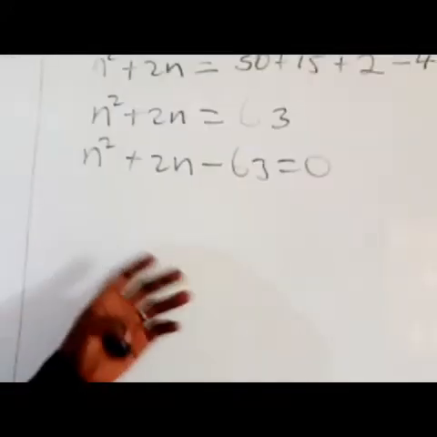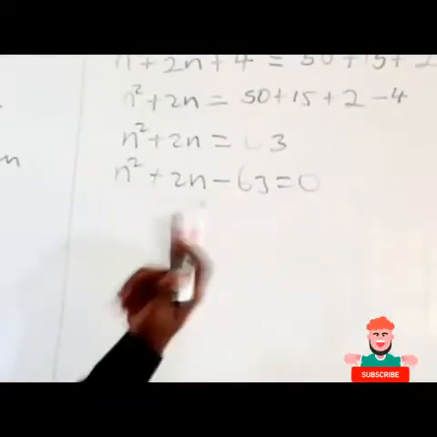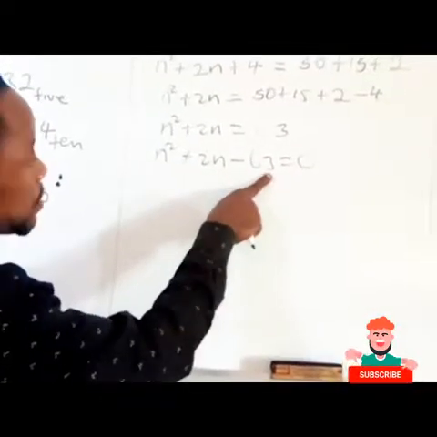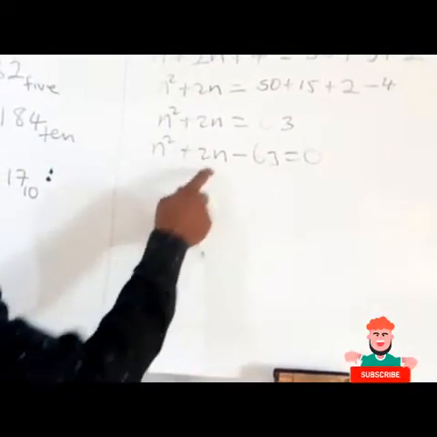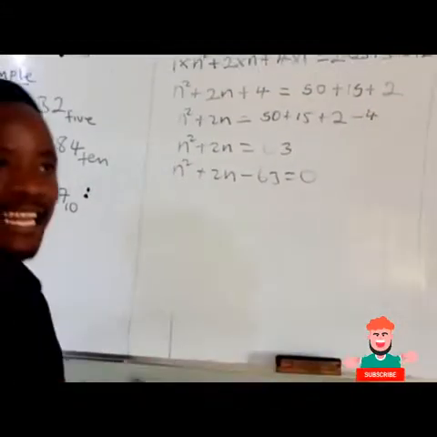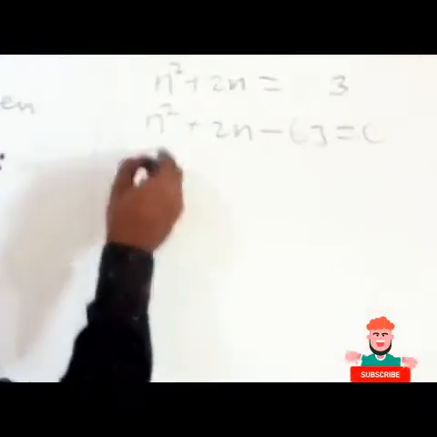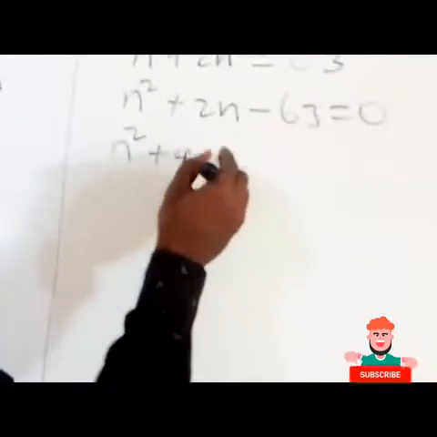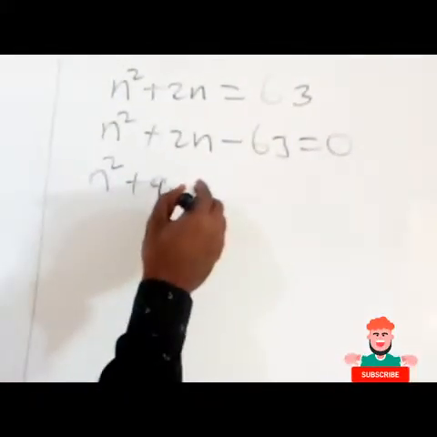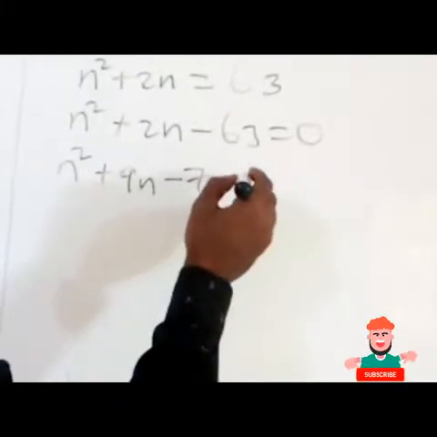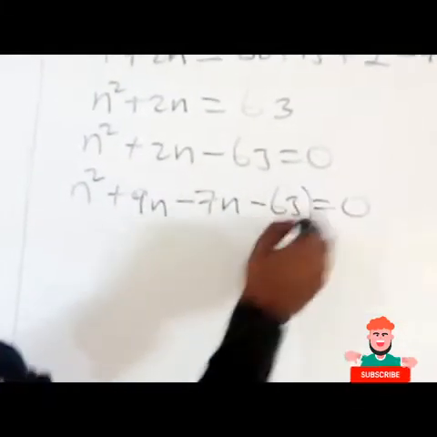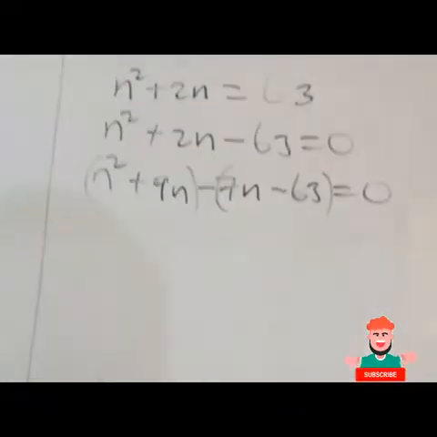And how do we solve this quadratic equation? We want to take two numbers as factors. We multiply to get the constant and we add to get 2. So that number is 9 and of course 7. So we take n squared plus 9n, minus 7n, minus 63 is equal to 0. We partition this one for us to factorize.